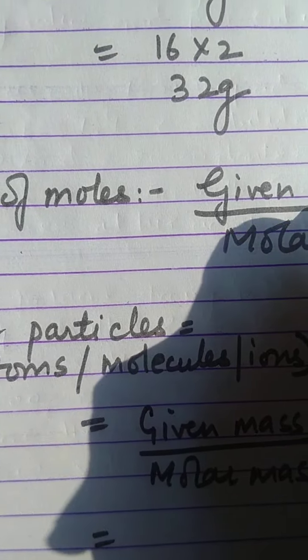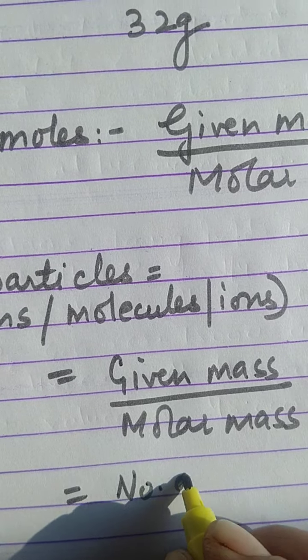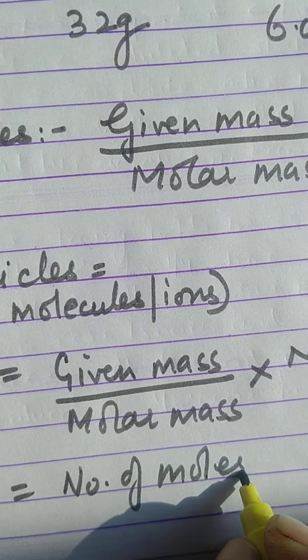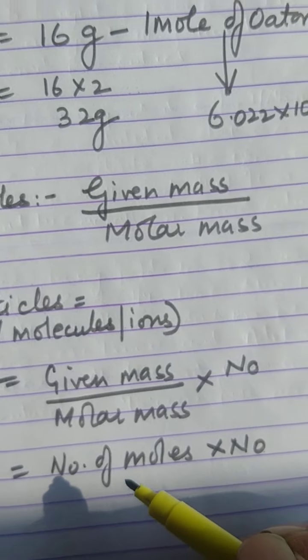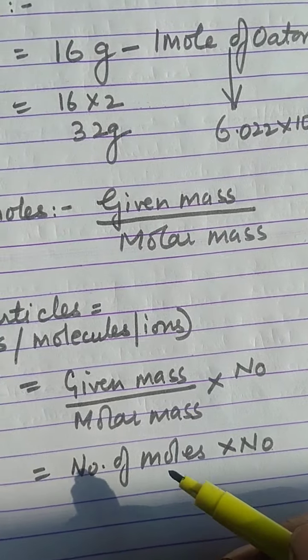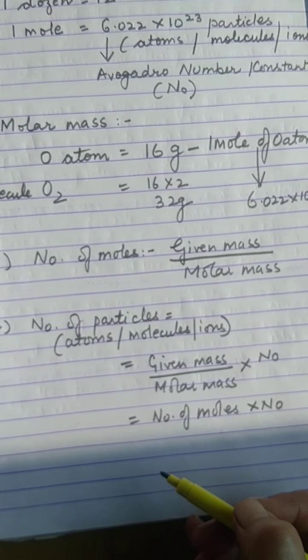Or given mass upon molar mass is the formula of number of moles. So you can write like this also, number of moles into NA. So depending upon the question, you will check which formula to apply. We will be doing numericals in our next lecture.